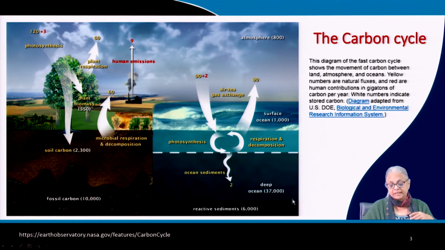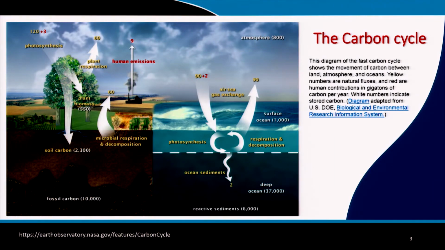It's a huge amount, 37,000. That's the biggest amount. It's even bigger than the fossil fuel carbon. And then you have reactive sediments, which are about 6,000 gigatons. How does this CO2 in the atmosphere remain? It's not stable. We know that it's increasing exponentially in the last 50 to 100 years, post-industrialization. We are all familiar with the fact that atmospheric carbon dioxide levels are increasing, and they are increasing mainly due to anthropogenic emissions.